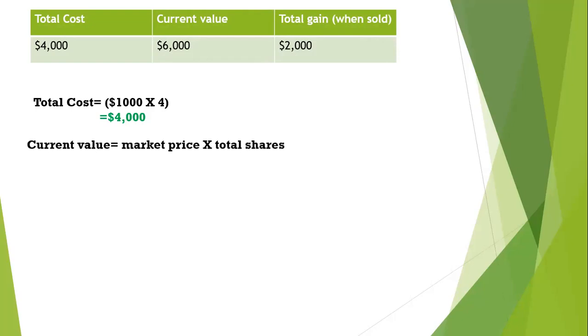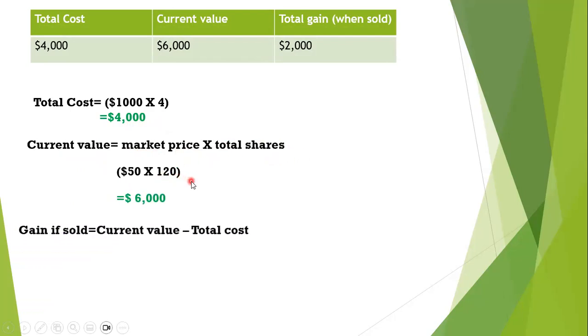So in this case, let's assume we are not paying any commission to buy these shares. We are investing in ETFs with Questrade, right? So you don't need to pay any commission at all. So your cost is 4,000, and the current value will be the market price now, which is $50, times the total number of shares, which is 120.